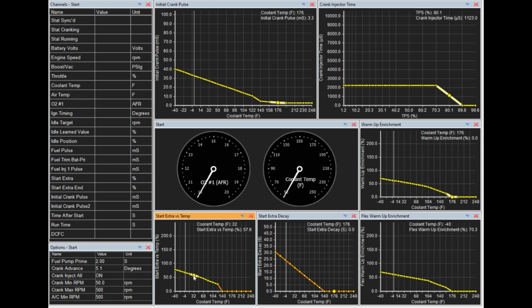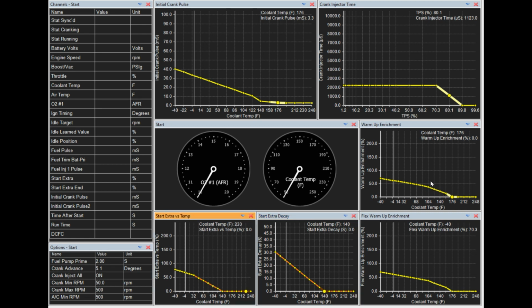So really, from 32 degrees and further, we'll go over and step right here to 50 degrees. We'll keep it at 32. And then we'll interpolate that as well. So this should, again, bring down the extra fuel that we're running, and the amount of time we're running the extra fuel at the start.